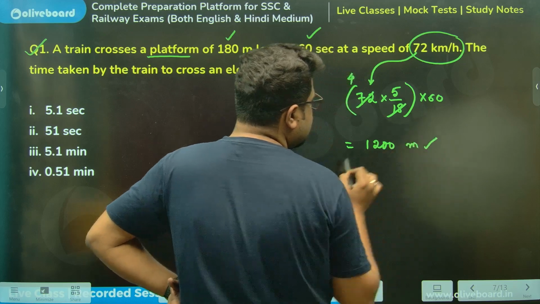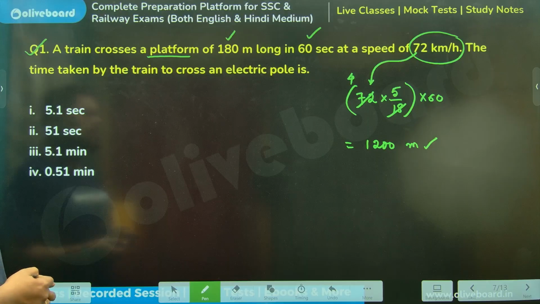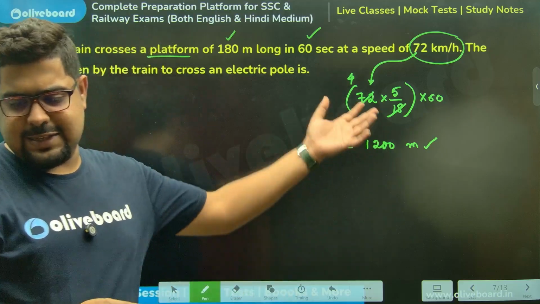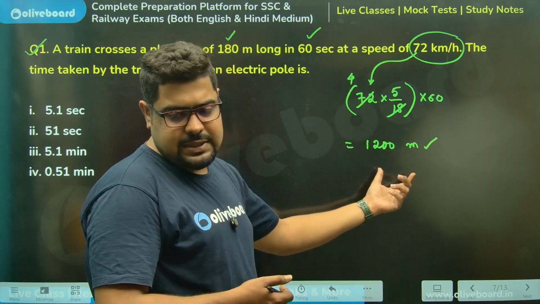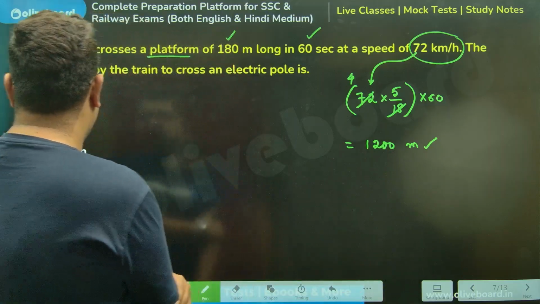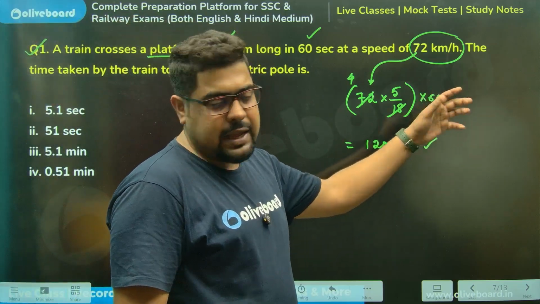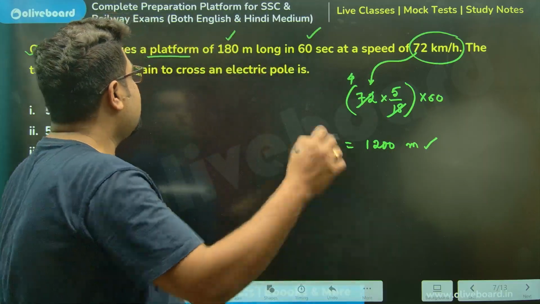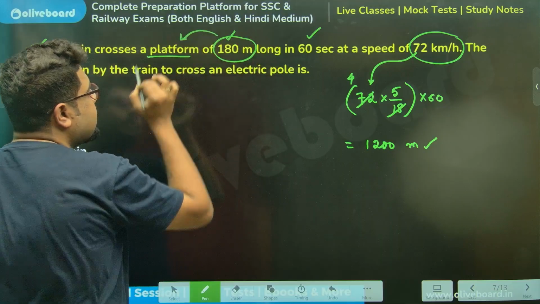Okay, I'm taking this as a very big value. No worries. Now 1200 meters, it is crossing in 60 seconds. Out of that, 180 meter is the length of the platform.